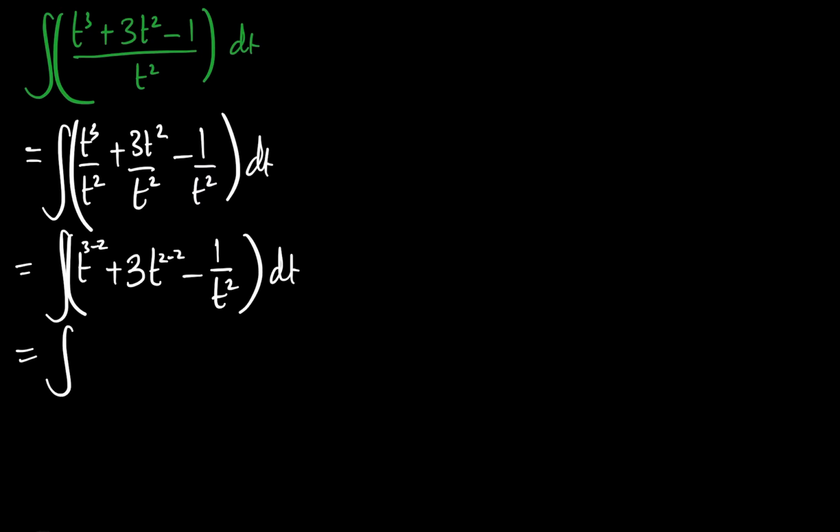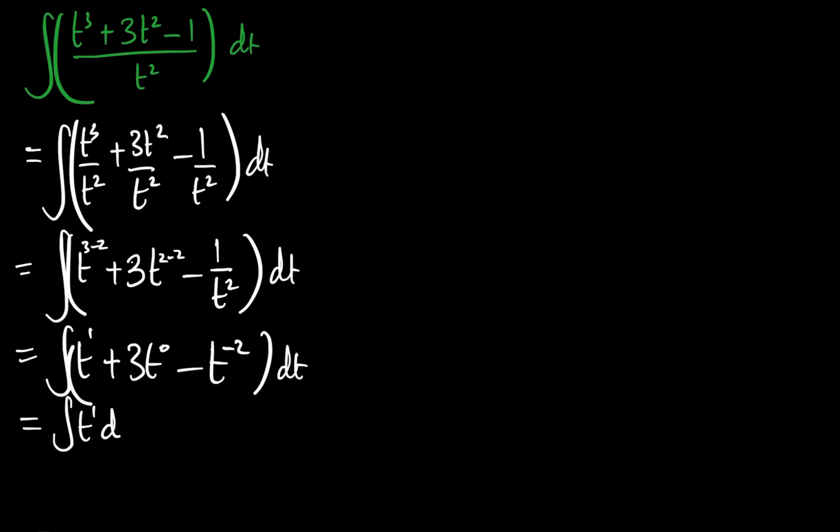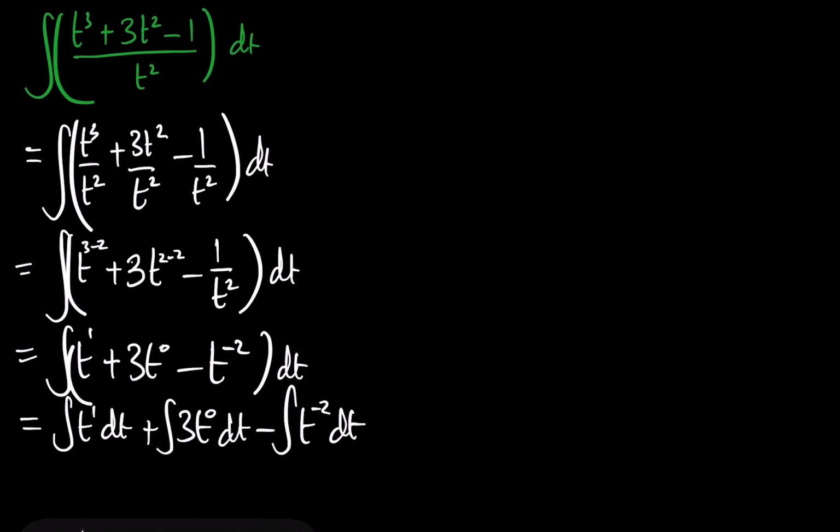Now, this is going to be the integral of t to the power 1 plus 3t to the power 0 minus t to the power negative 2, if you want to change it, all dt. Now, remember we said that when we get here, we're going to integrate each of them one at a time. So this is going to be t to the power 1 dt plus 3t to the power 0 dt minus t to the power negative 2 dt.